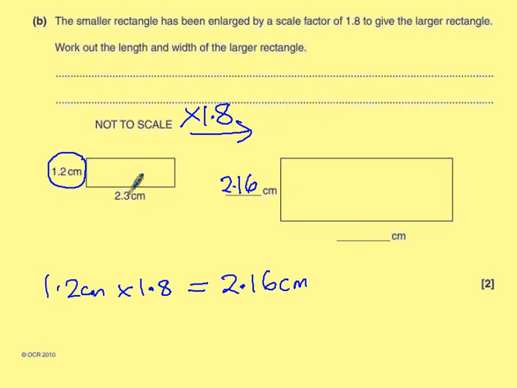Similarly, we're going to do the same thing now with the length. I'm going to take our 2.3 centimetre length and multiply that by our scale factor of 1.8. Again, we're going to use a calculator to give us our length of 4.14 centimetres. And we're going to write it in the line that we're given there for the answer.